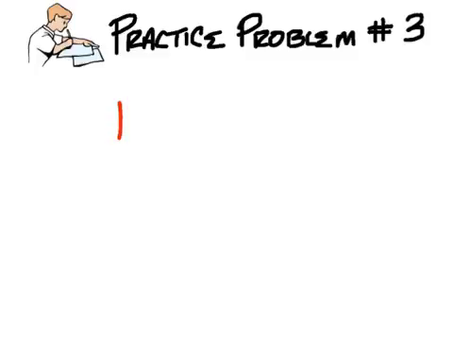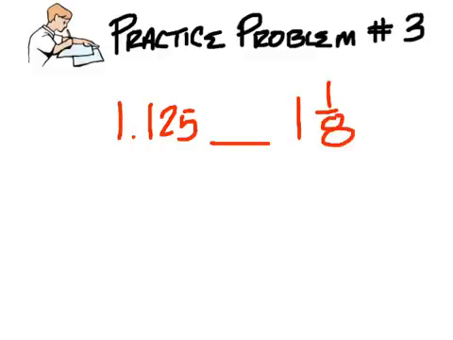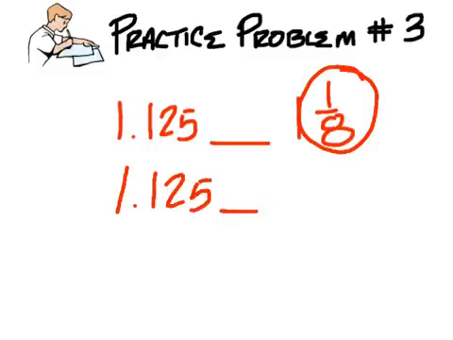Practice number 3. 1.125 is what in comparison to 1 and 1/8? Solution for practice number 3. 1.125 and then 1 and 1/8. What is 1 divided by 8? 1 divided by 8 is 0.125. So we have 1.125 and 1.125. Therefore, the answer is equal.